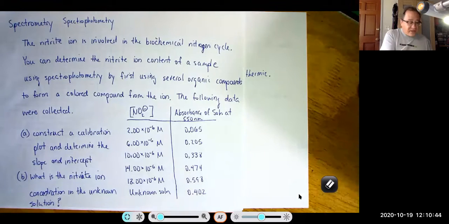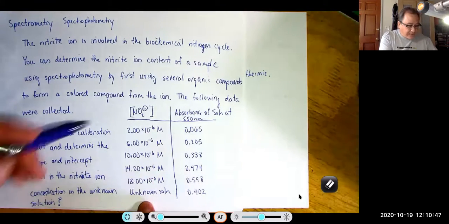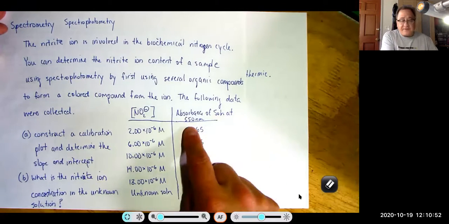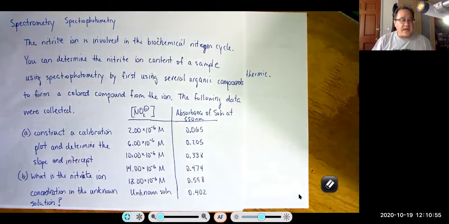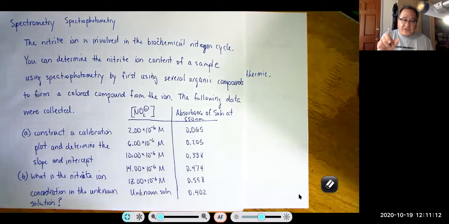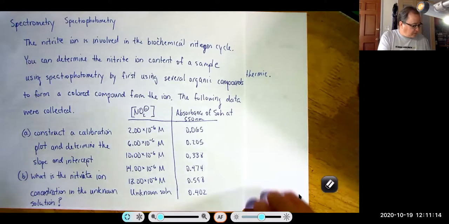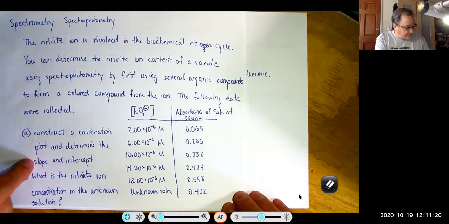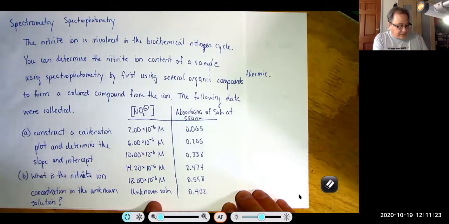So here, these are the concentrations of the different solutions with the nitrate ion in it. And this is the absorbance of that solution at 550 nanometers. Now, you like to work at a wavelength where there is a lot of absorbance so that if there's a change in concentration, you'll get a change in absorbance, because it turns out that absorbance is proportional to concentration. That is to say, if you increase the concentration, you increase the absorbance. So we need to construct a calibration plot, determine the slope and intercept, and then find the nitrate ion concentration for this unknown solution.